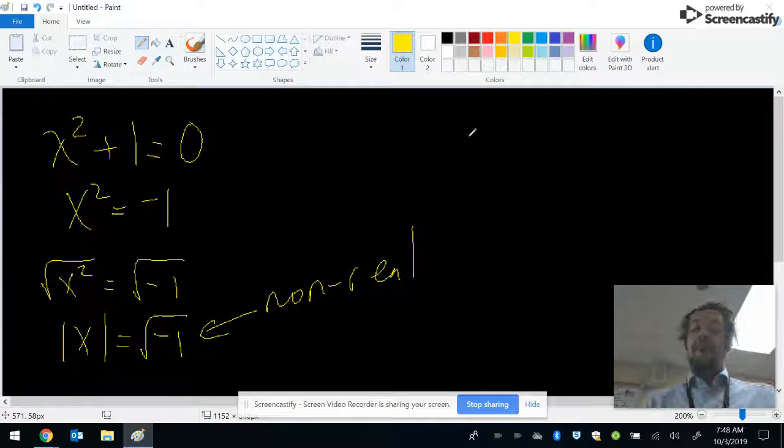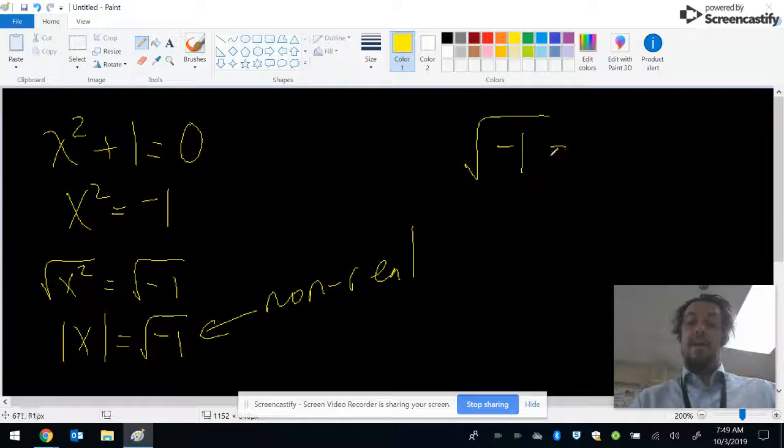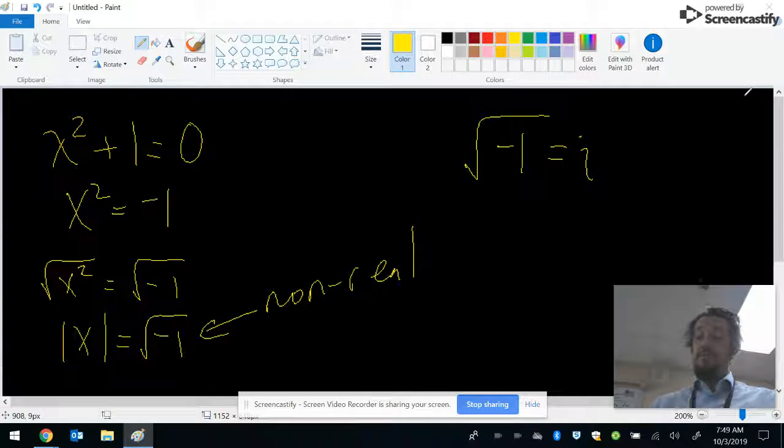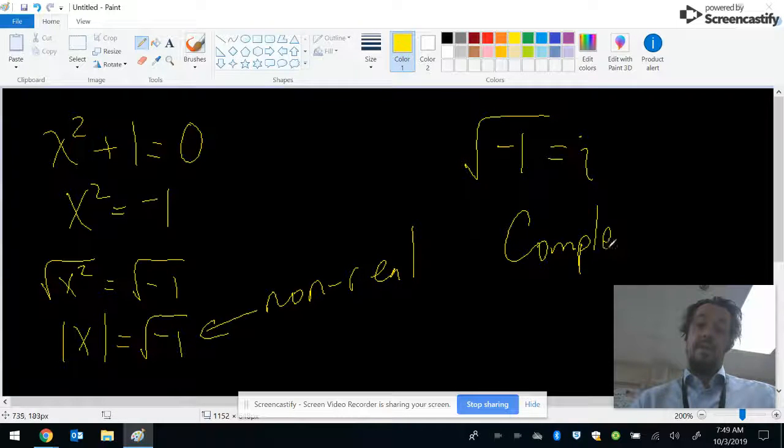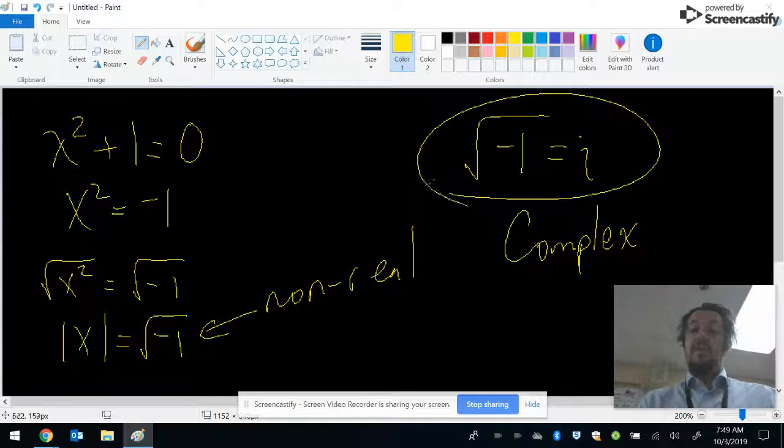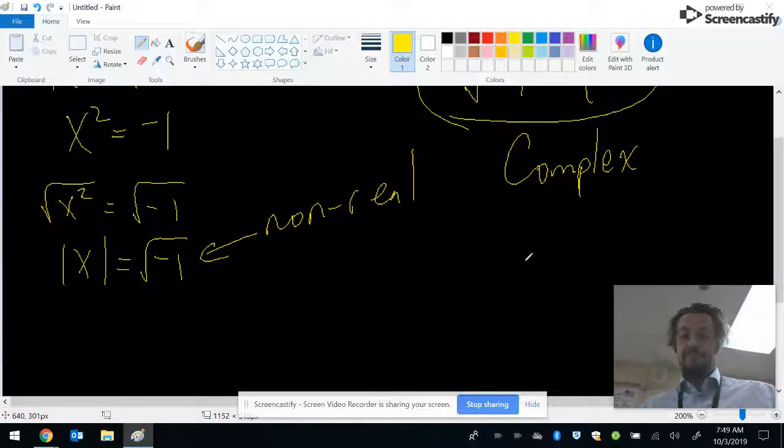However, if we define the square root of negative 1 as i, right, we say, well, let's suppose we can take it, and we'll just call this i the imaginary unit. Now we can take the square root of negative numbers, and so this gives rise to a newer set of numbers beyond the real numbers, called the complex numbers. Complex numbers are essentially numbers that involve this imaginary unit.